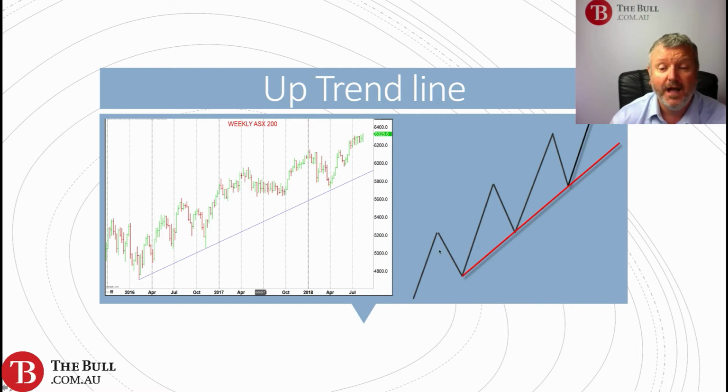So here we have a succession of higher highs and higher lows, and we draw the uptrend line here on the lows. And here we have a chart of the weekly ASX 200, and we can see the trend line drawn off the lows here, and you see the market here moves back down towards the trend line and moves away from the trend line. So this trend line is intact and supportive of further extension.